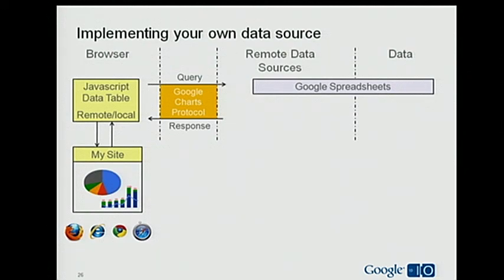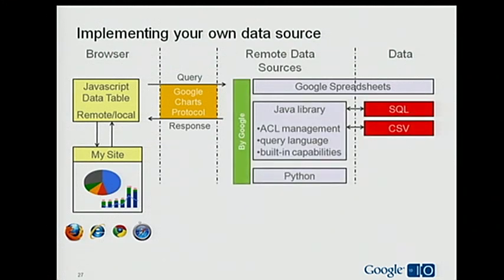But Google Spreadsheet is only one data source, and obviously users want to have different data sources. So for example, if you have a SQL database or a CSV file that you store the information in, you might want to be able to create your own data source which wraps these databases.